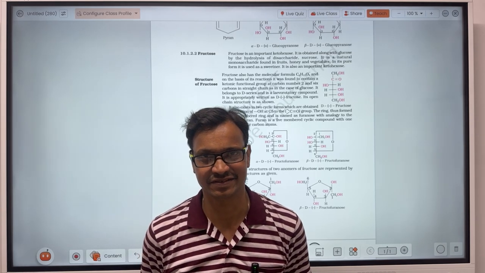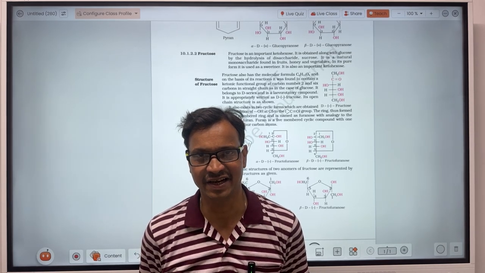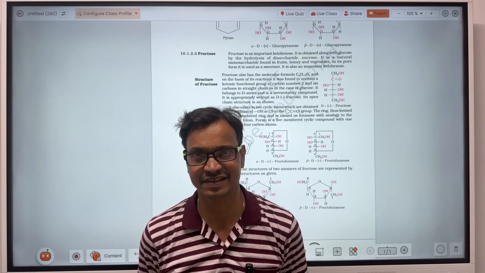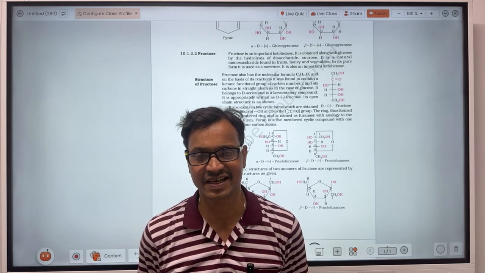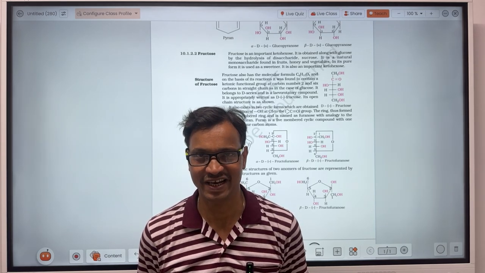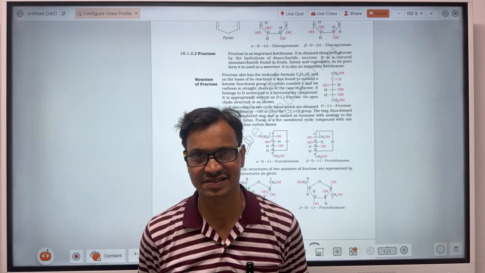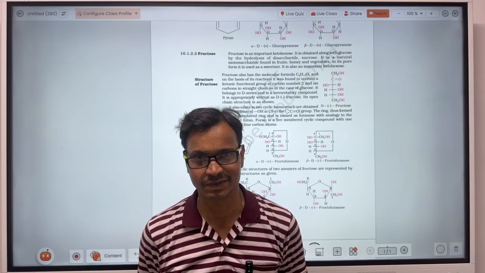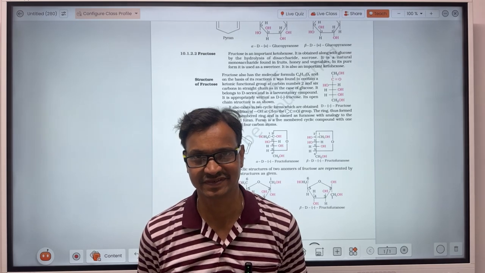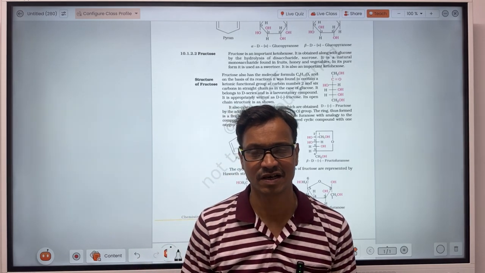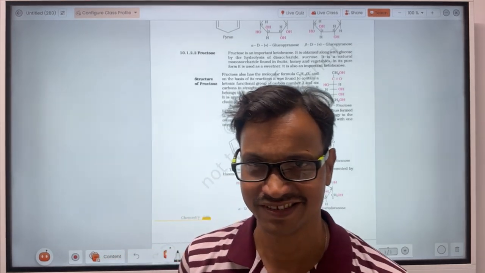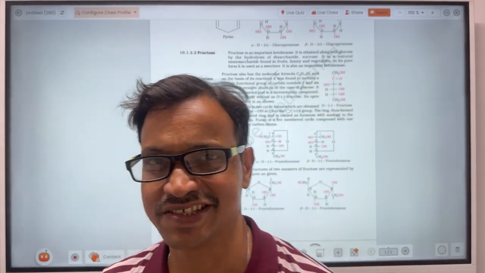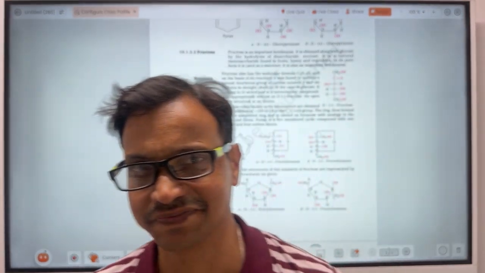The difference here is that glucose is an aldose. That is, in glucose, there is an aldehydic group, while fructose is a ketose. That is, in fructose, there will be a ketonic group. Glucose is a hexose, and fructose is also a hexose.